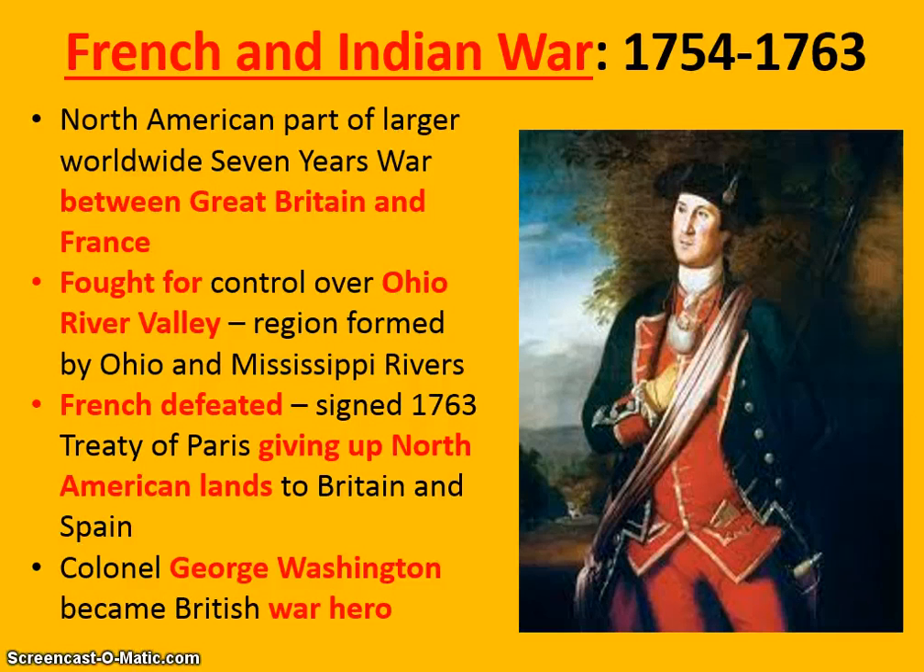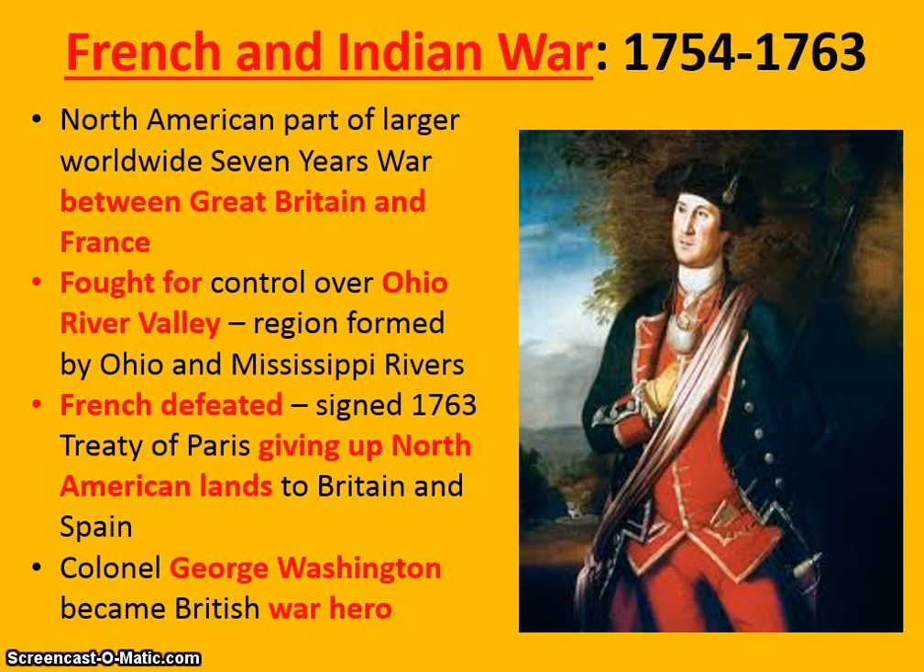The French and Indian War, which was fought between 1754 and 1763, was fought on North American soil, but it was actually part of a much larger worldwide war that was fought between Great Britain and France. In the case of North America, they were fighting for control over the Ohio River Valley. This is a triangular area that is formed by the Ohio and Mississippi rivers with the Great Lakes to the north. Well, after this war, the French were defeated and they signed the 1763 Treaty of Paris. And this forced them to give up their North American lands to Britain and Spain.